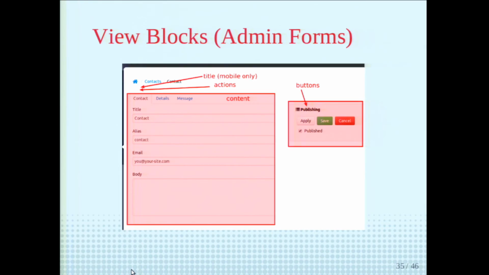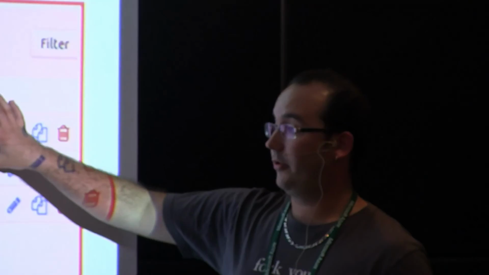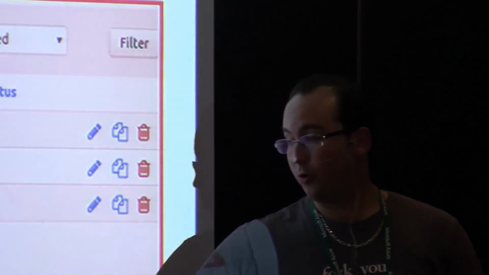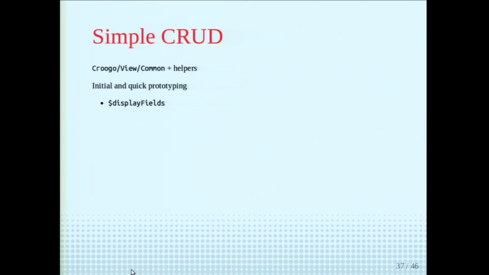So this is for forms, and there is exactly the same thing for lists. There is a title, there are actions. Here, for instance, create content, and a content list with search filters. So this is the default. And also a paging area. If you want to do something different for paging, you can. So basically, there are the common views. There are helpers where you can also change things, because helpers allow generating some parts of the interface.